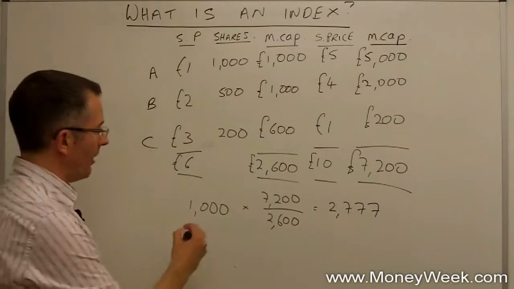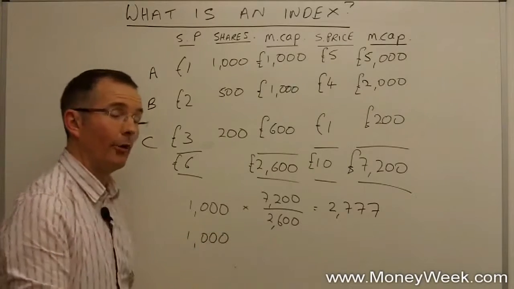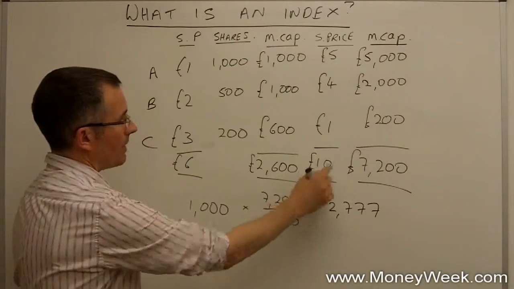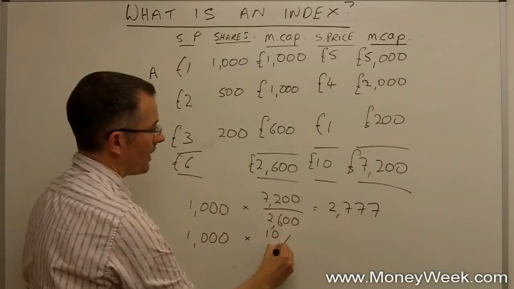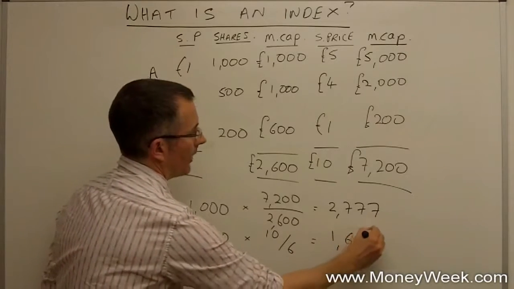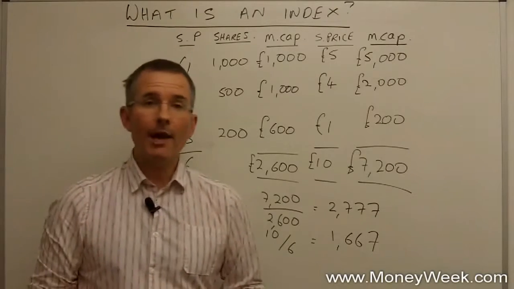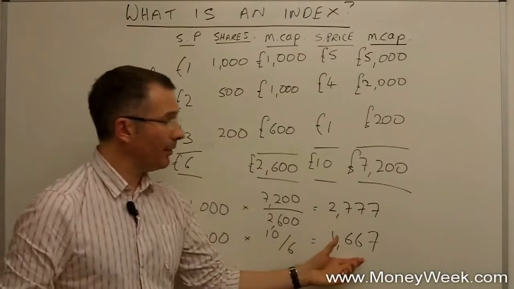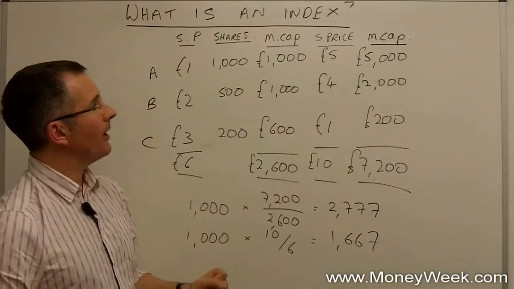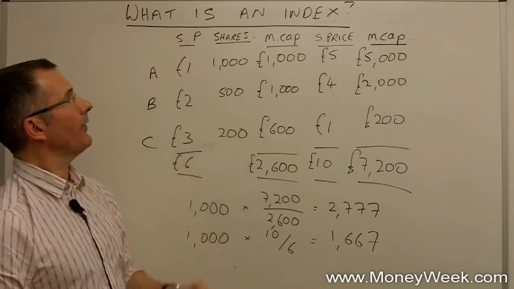In which case, my 1,000 index, 1,000's an arbitrary figure, I could have started at 100, but most start at 1,000, multiplied by the share price now, and the share price as it was a year ago, gives me more like that. So you can see, using share prices, the index has gone up, but not as far as using market capitalisations. And that's got a lot to do with the fact that the companies are different sizes.